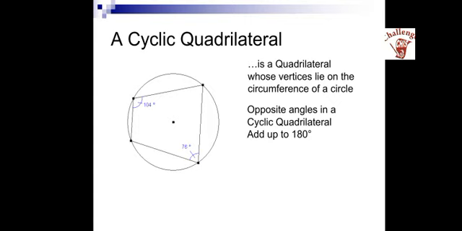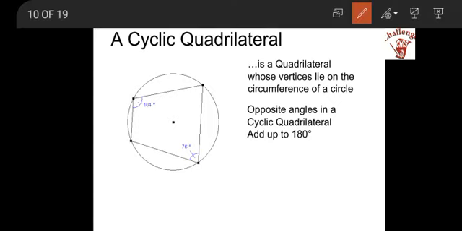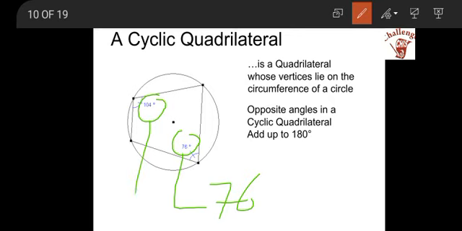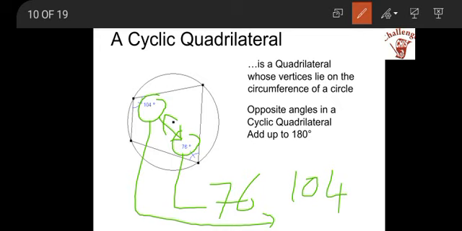An example here, if we have this angle equal to 76, and we have this angle equal to 104. Then when we add up those 2 angles, it equals 180. That means 76 plus 104 must equal 180.